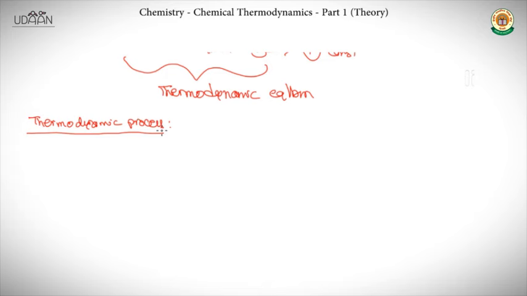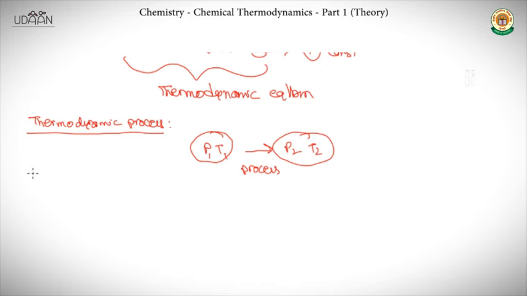And what kinds of processes are there? See, initially the system is at a particular temperature and pressure, P1 T1. Now it is changing to P2 T2. The system is changing its state, right? So the way it is changing, we call it a thermodynamic process.